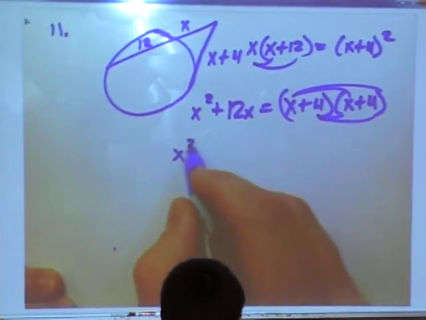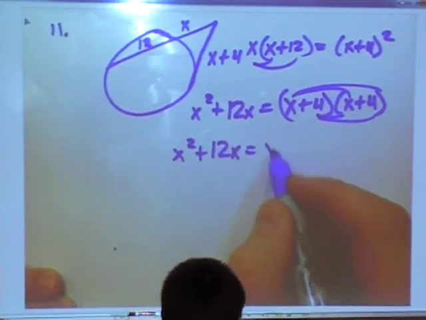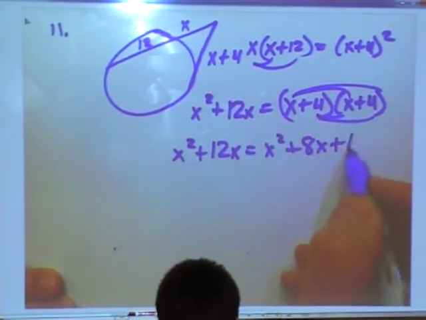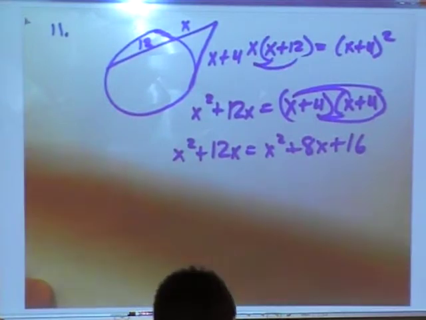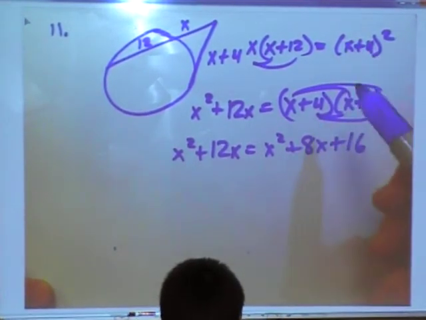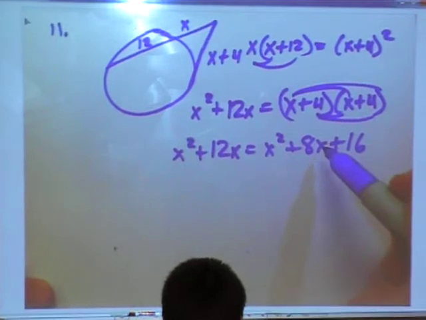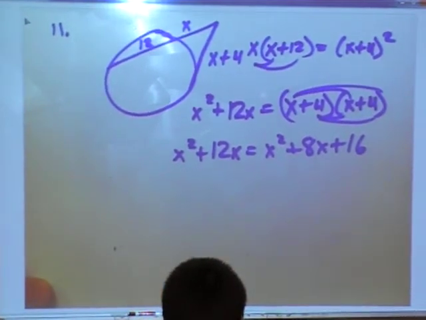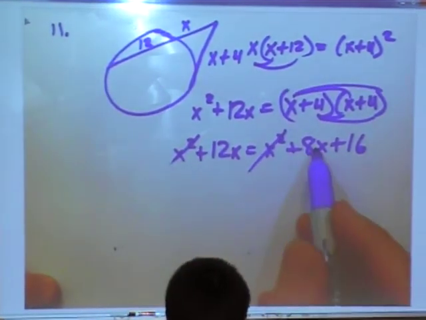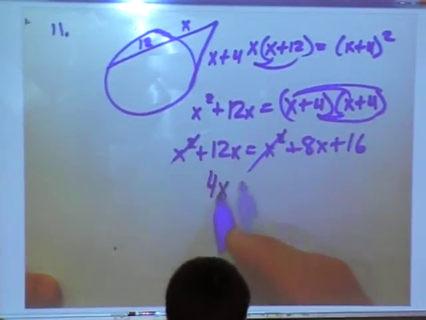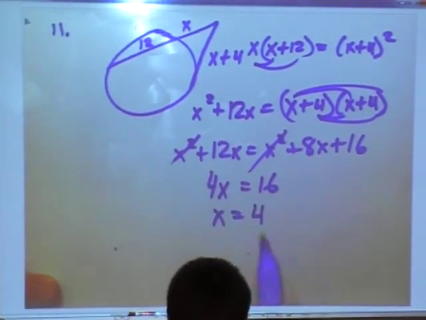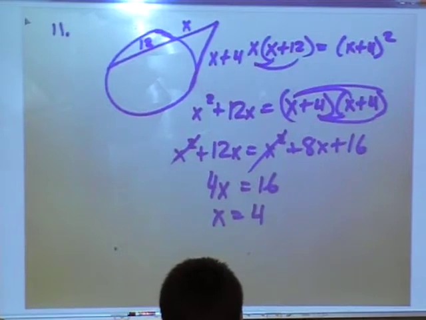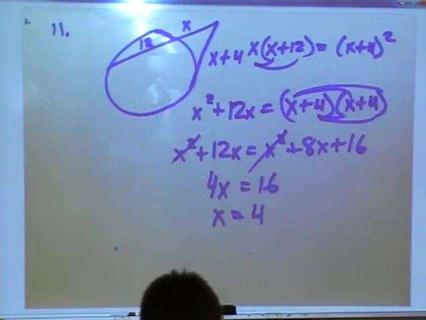Okay, so x squared plus 12x equals x squared plus 8x plus 16. And don't put the 2 on both of those. You need to make sure you understand there's a middle term there. Okay, now the x squareds cancel. Bring the 8x to the left, I get 4x equals 16. X equals 4. We got that right. I know some of you were doing it wrong, so hopefully that helps. But that's really what you're doing. Any questions?